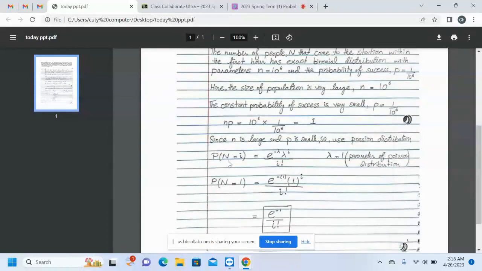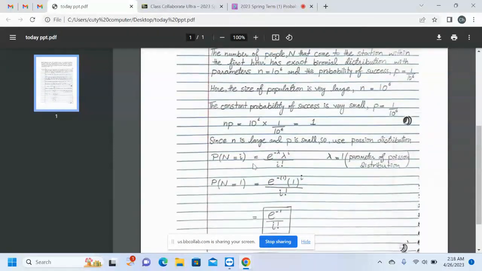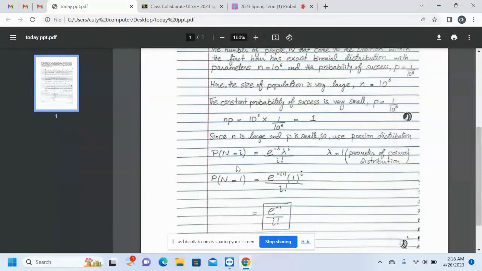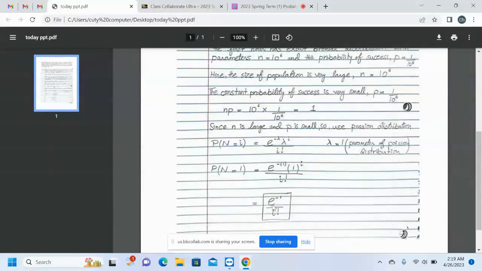So we have to find the probability. Hold on one second. Yes, sorry, Ikara. So the sample size is also 10 to the 6? Yes, Professor. Oh, okay. So we have to find the probability N is equal to i, for which we have the formula e to the power minus lambda, lambda to the power i over i factorial. Here lambda, the parameter of the Poisson distribution, is equal to 1. When we put in the value, we finally get e to the power minus 1 over i factorial.